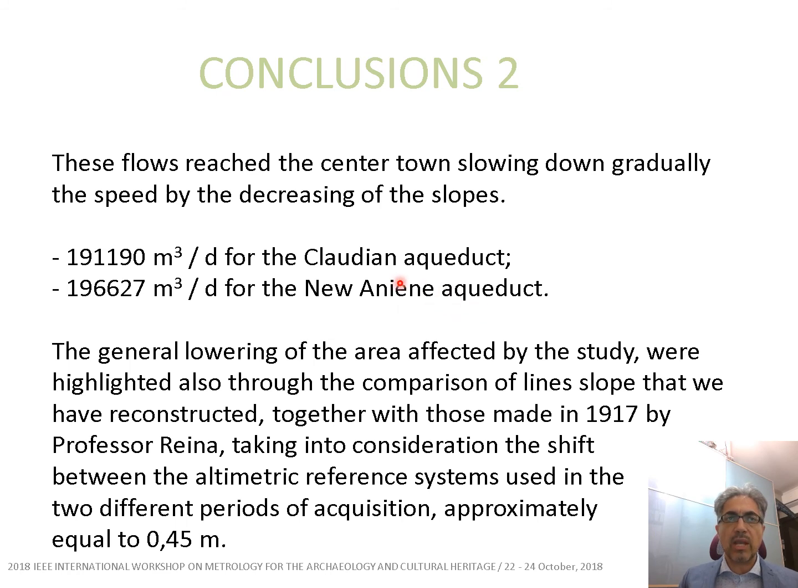The general lowering of the area was actually studied both on the flow, as we showed here, and on the basis of the 1917 survey of Professor Reina, considering a difference in height of 45 centimeters between the two orthometric reference systems that were in use at that time and that are in use presently. With this, we were able to understand that there was a constant movement of the area till present.